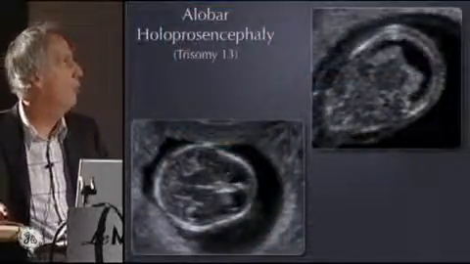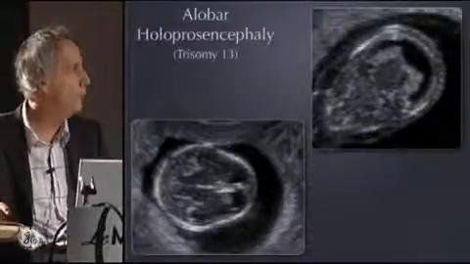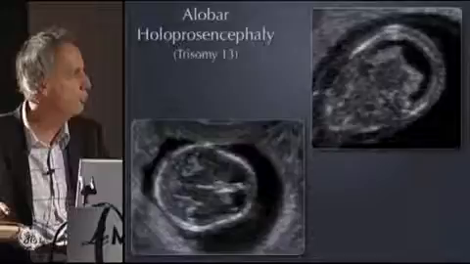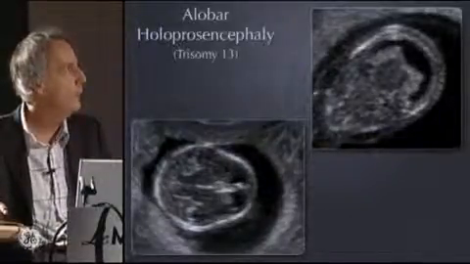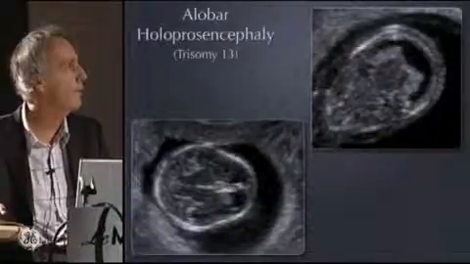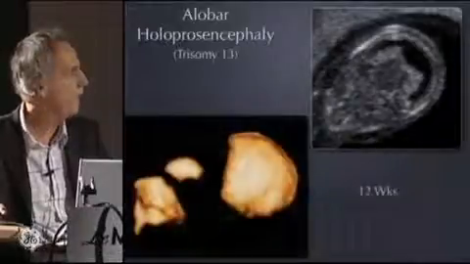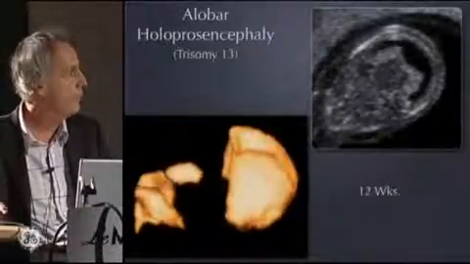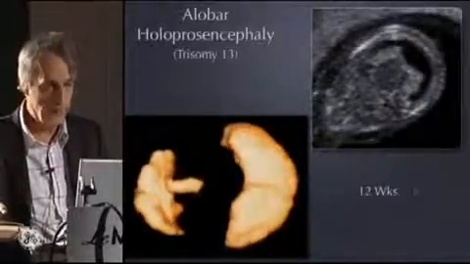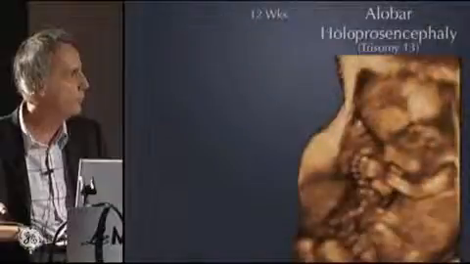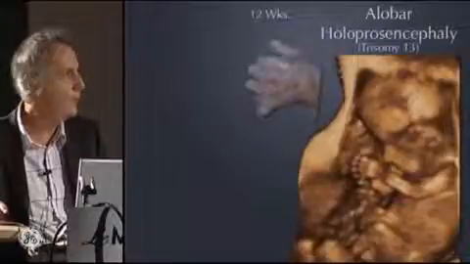A case of holoprosencephaly, it was a trisomy 13. This is a normal brain with a septum between the two horns, the frontal horns of the lateral ventricle. In the case of alobar holoprosencephaly, you have a single horseshoe ventricle. In the 3D rendering using the inversion mode, you can see only a single frontal ventricle. And in the same case, you can also see a small omphalocele and a postaxial hexadactyly.